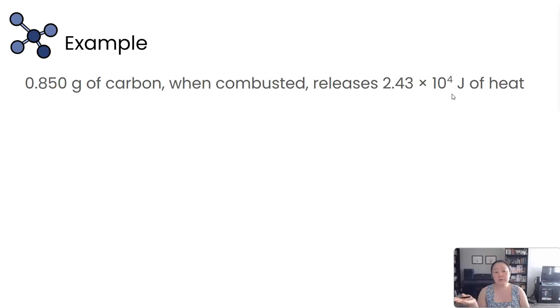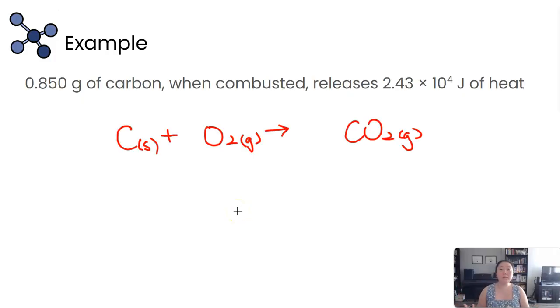You have 0.85 grams of carbon, and you combust it. When you do that, it releases that much heat. So first off, let's write a balanced chemical equation for this, as so. And then we're going to add in the information on heat. Now, because it is releasing heat, that means your reactants had more energy than your products. So because this has more energy than this, that's why energy is being released. So that means energy is added to this side.